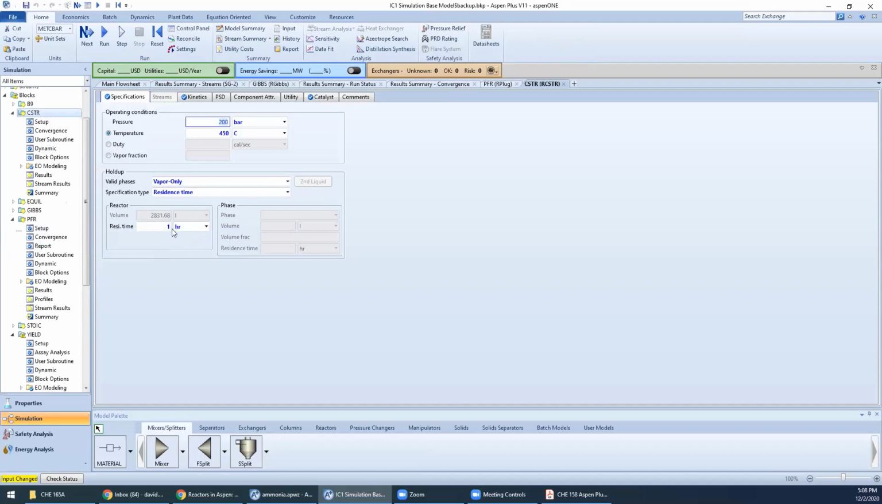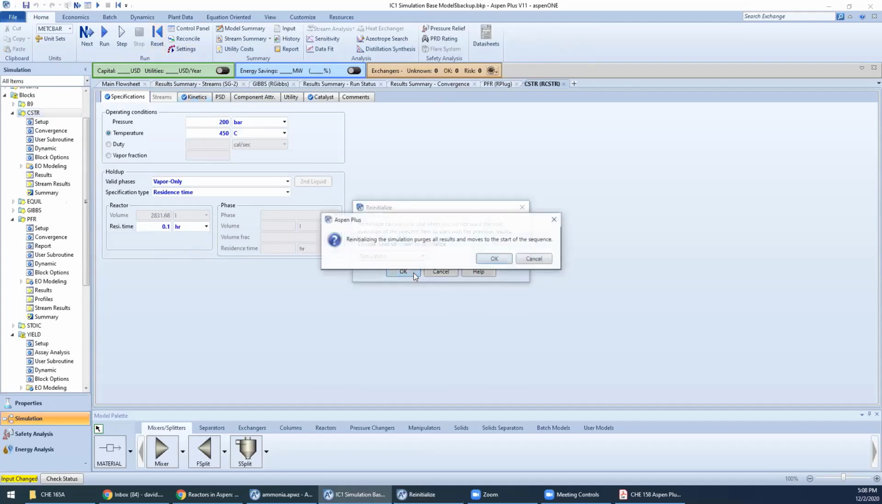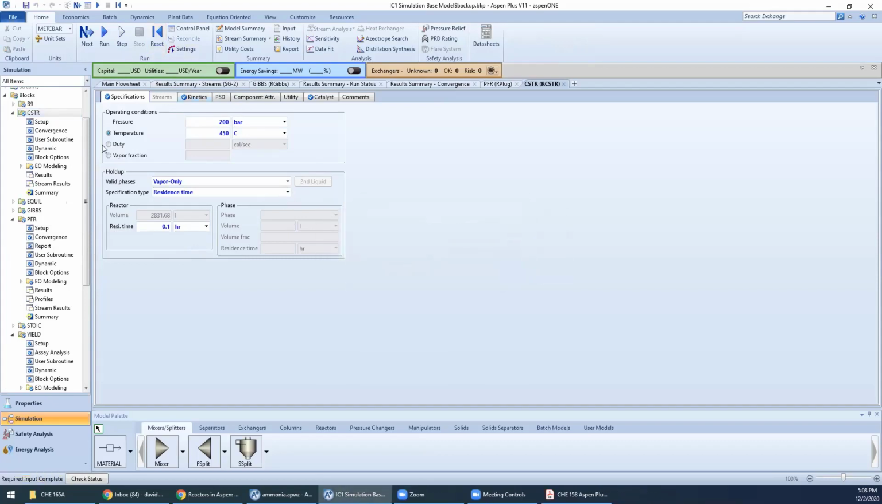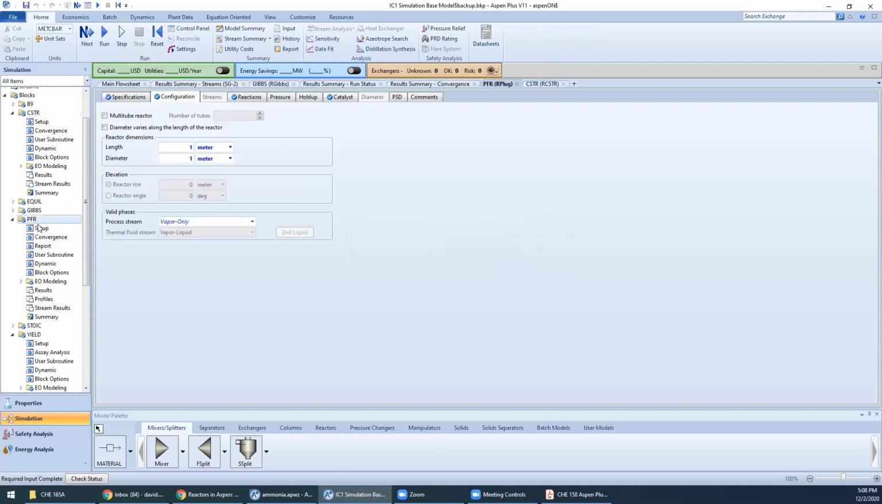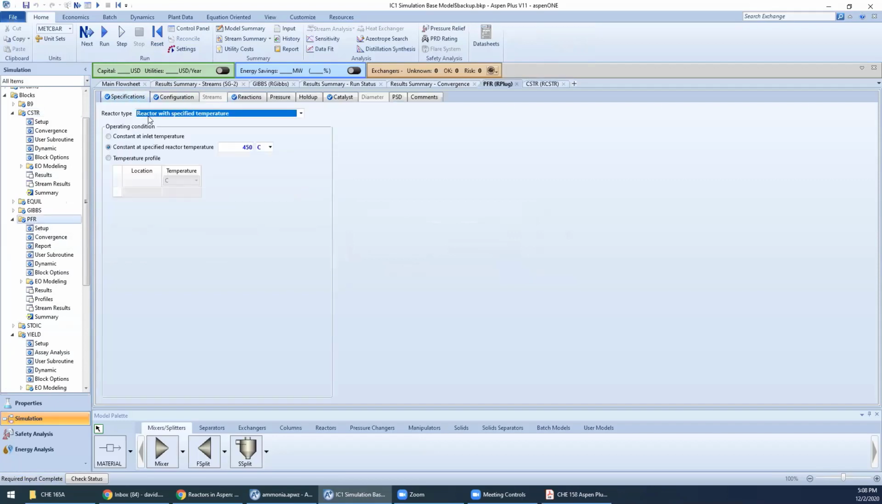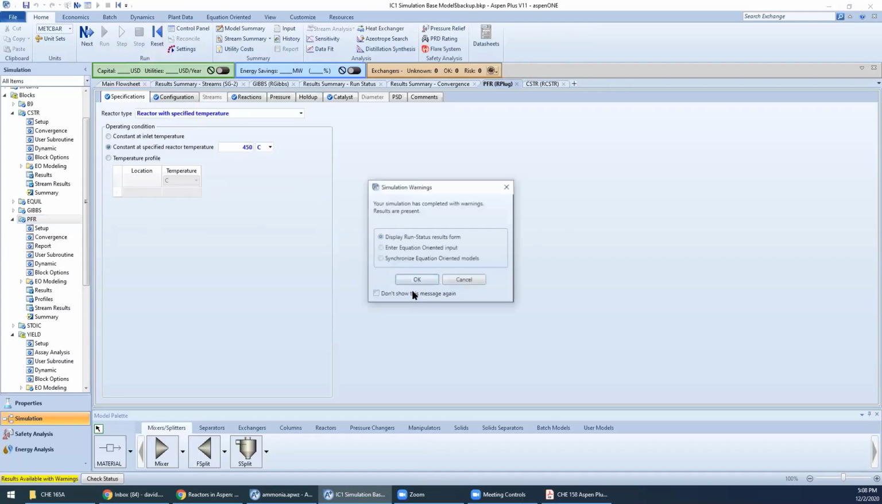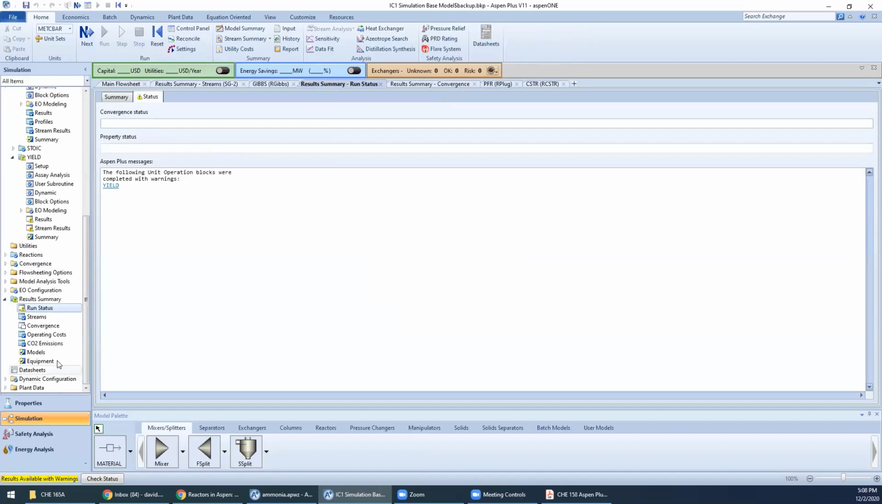Yeah, so actually, let's drop this down to 0.1 hours and see if we get the same kind of conversion. And we also changed something in the PFR. Oh yeah, so a specified temperature 450. I don't think it's going to help. Something else might be up with the kinetics.